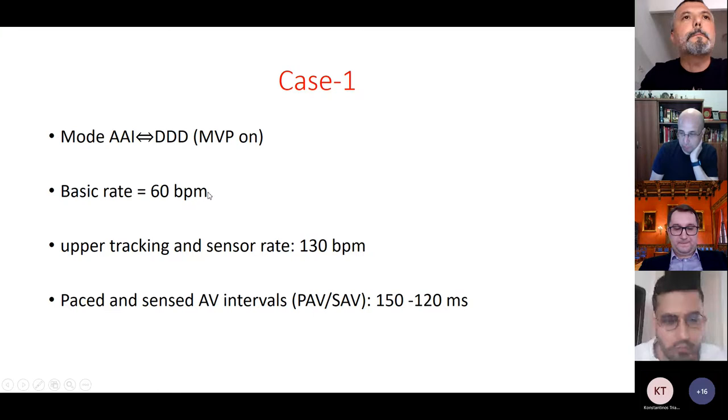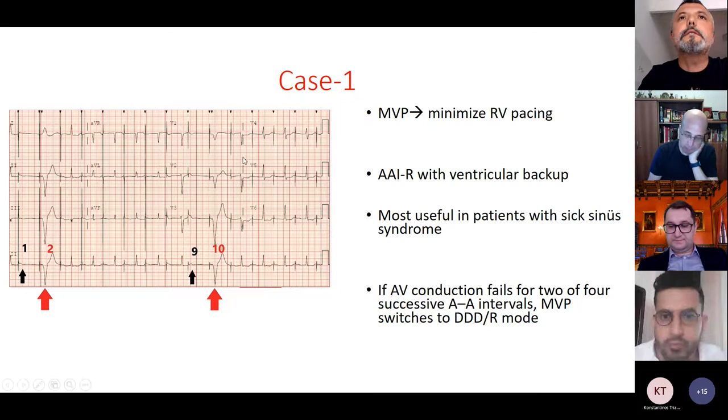So what is the reason? What is the underlying mechanism? The reason was the managed ventricular pacing mode. You know, this mode is designed to minimize right ventricular pacing and is most useful in patients with sick sinus syndrome and intermittent AV block. Essentially, MVP provides atrial-based pacing with ventricular backup pacing without any AV restriction, and it can function both in AAI and DDDR modes.